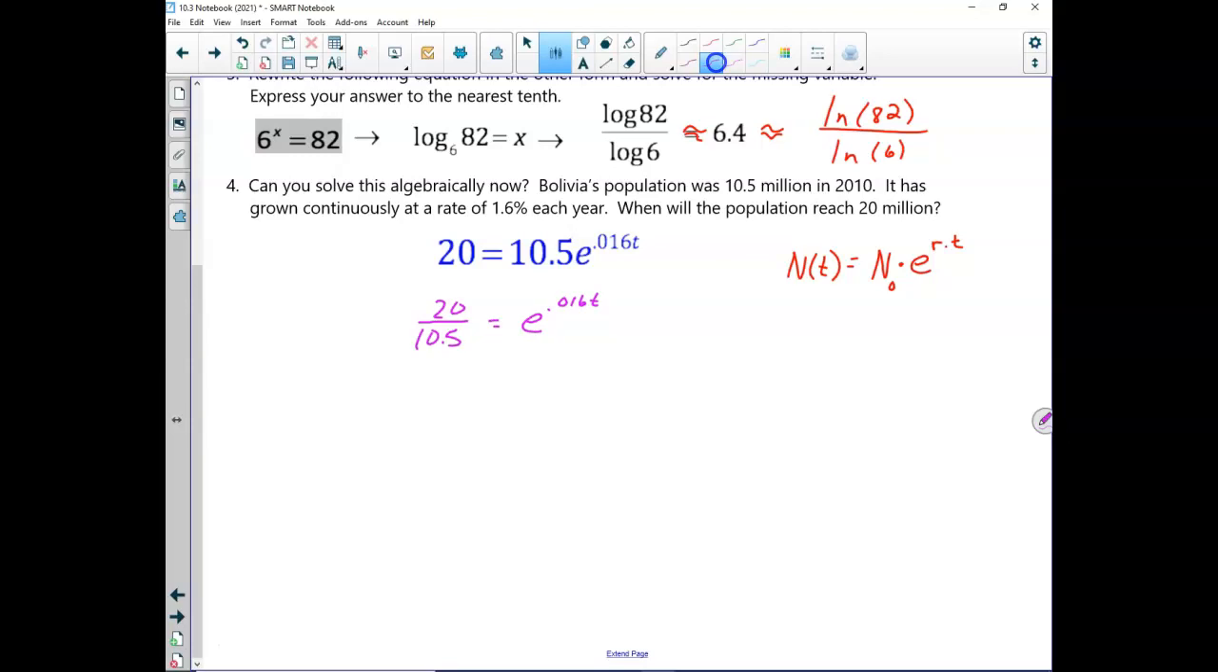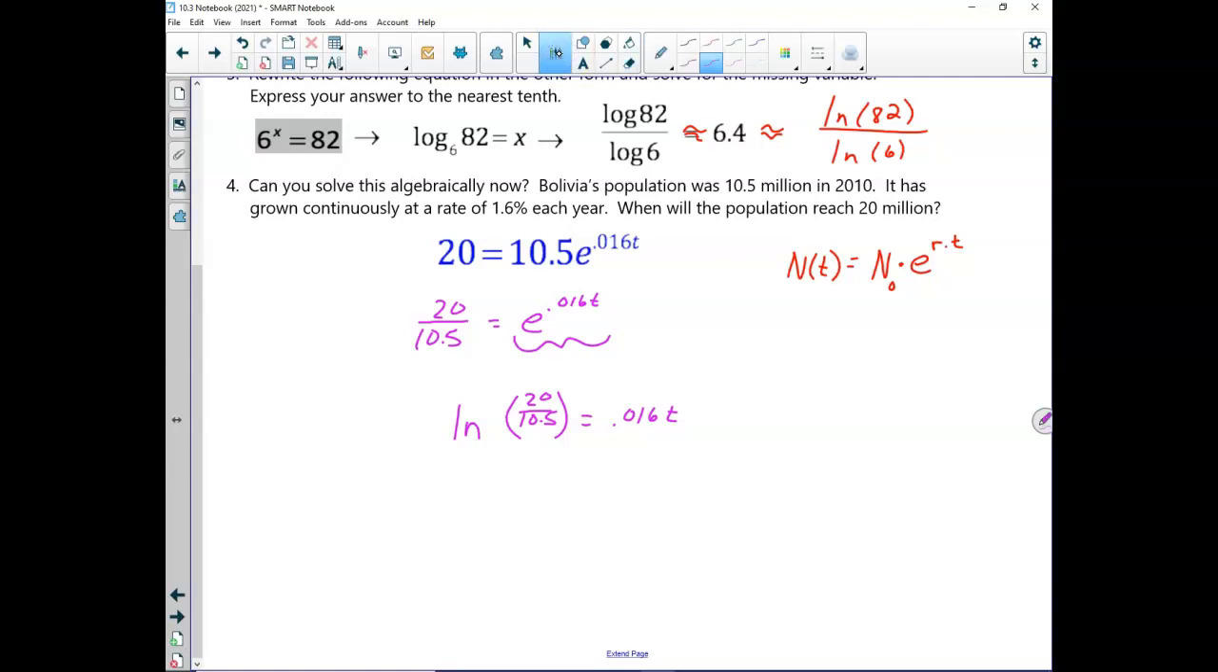Now I'm kind of stuck. See, I have my exponential alone, and now I need to rewrite this thing to get at my exponent. So what I'm going to do is, because that's a base e exponential, that's going to be a base e natural log. And remember, logs equal exponents, 0.016t. And what's in it is the other side, 20 divided by 10.5. And because it's a base e, remember, we don't have to write that. You're never going to see it written.